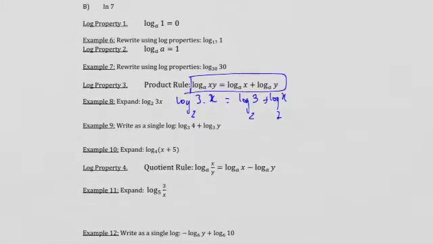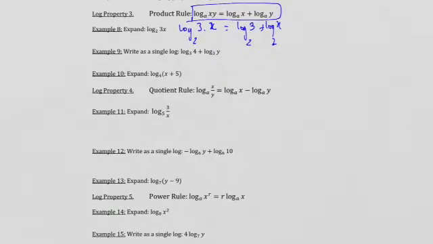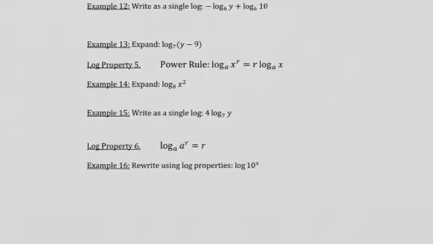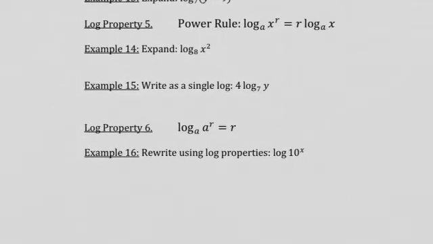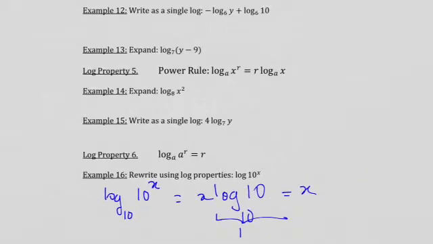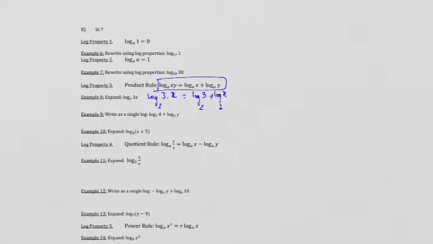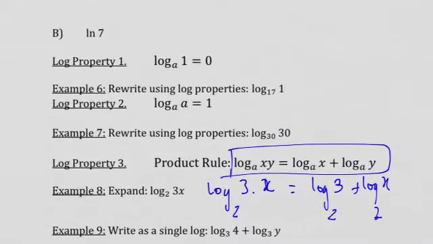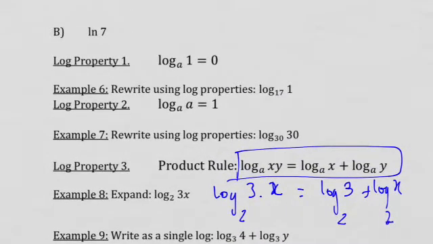Okay, so use all these rules, property number 4, property number 5, and property number 6, to rewrite the log. Now, if I have log base 10 of 10 to the x, I know it's going to be x log base 10 of 10, and log base 10 of 10 is 1, so that is going to be equal to x. Why is log base 10 of 10 equal to 1? Because you should have the property right here, property number 2. If you look at the property number 2, you can see that log base a of a equals 1.